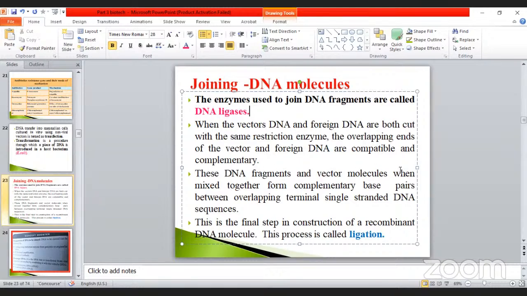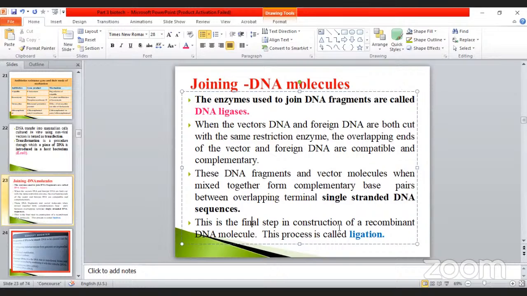These DNA fragments and vector molecules, when mixed together, form complementary base pairs between overlapping terminal single-stranded DNA sequences. Single-stranded, this is very, very important. We already studied the sticky end. Single-stranded sequences are nothing but the sticky ends, on both the donor as well as the vector molecule. The fragment is cut with the help of restriction endonucleases. After that there is a sticky end on both, and they come into close contact. As a result, they are exactly fixed with the complementary bases. That is very, very important.